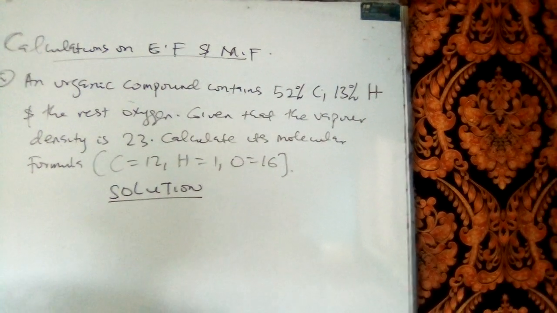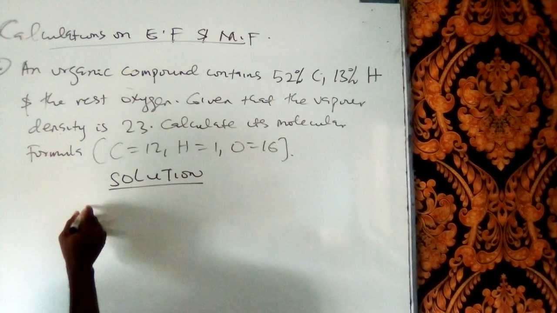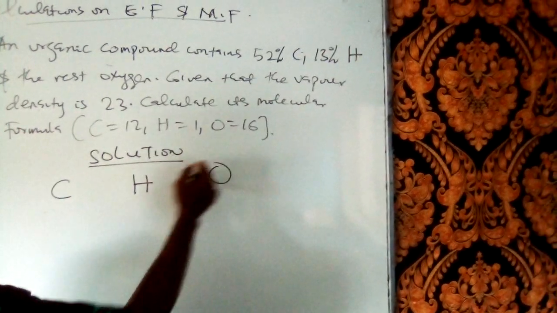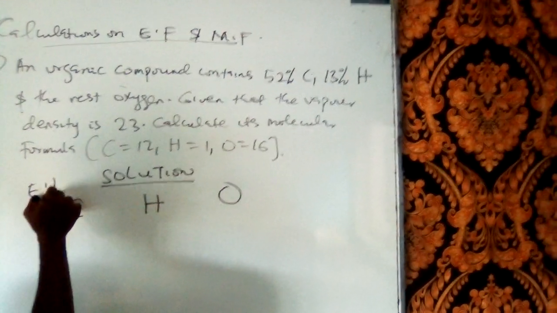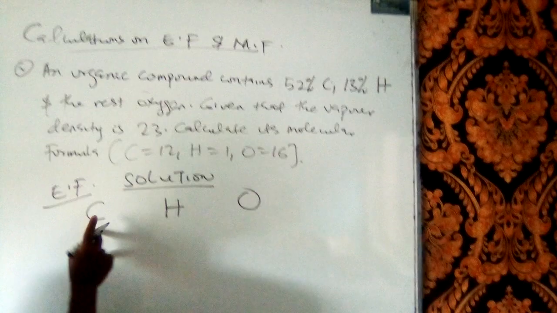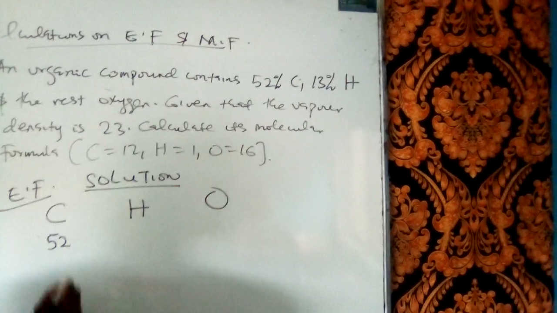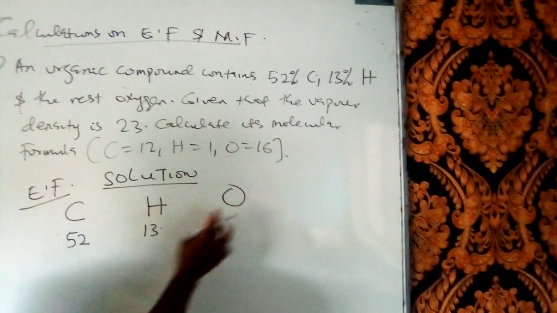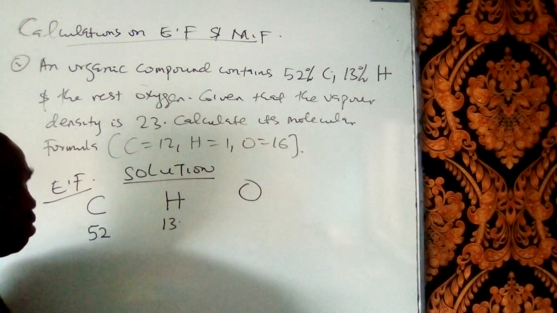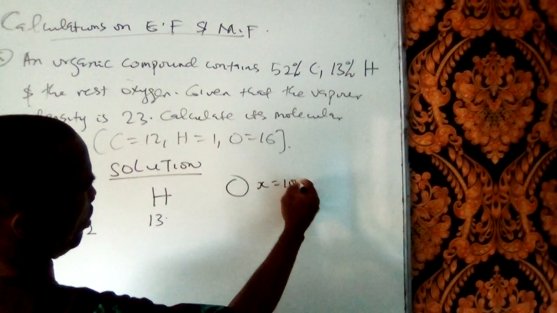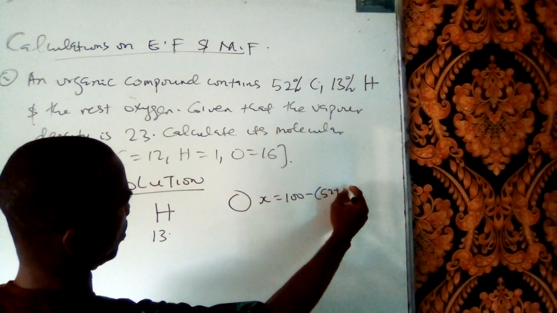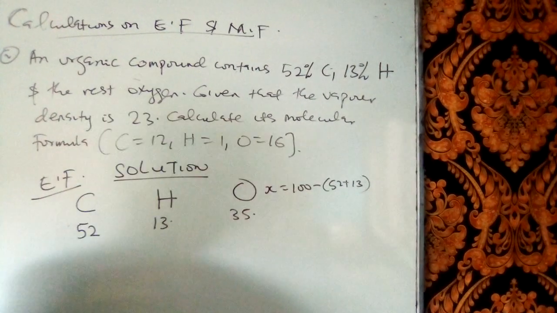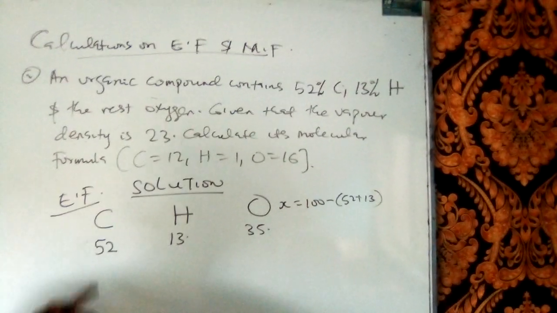So we're going to have carbon, hydrogen, and the remainder is oxygen. So we have to first start by getting the empirical formula. Carbon is 52%, hydrogen 13%. And as I told you, to find oxygen, you add these two and subtract from 100. Call it S, which is 100 minus the sum of 52 plus 13. That gives us 35%.